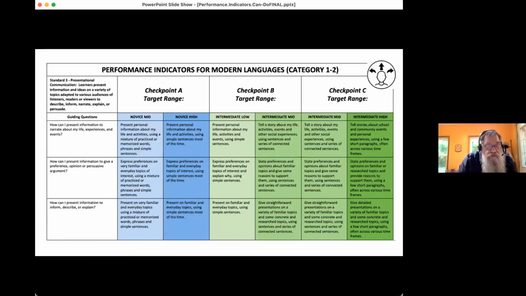So let's take a look at the performance indicators for Standard 3 presentational communication. And we've identified a novice high, which would be in roughly 8th grade for category 1 and 2 languages, grade 8 and level 2 for category 3 and 4 languages. Novice high is the presentational speaking target for checkpoints B and C, and the presentational writing target for checkpoint B in the classical languages. So let's take a look. It's present on familiar and everyday topics using simple sentences most of the time. So that's the performance indicator we're striving for.